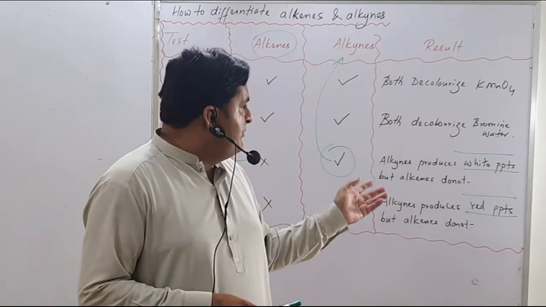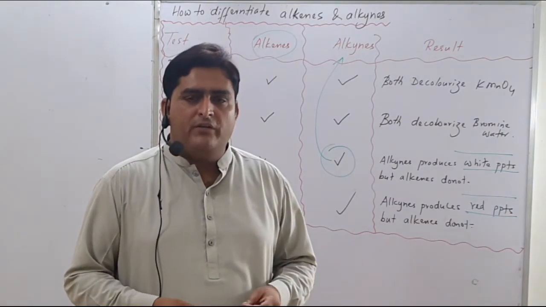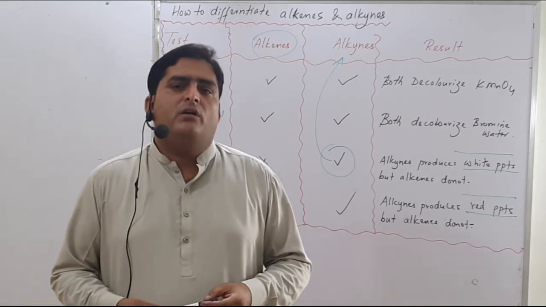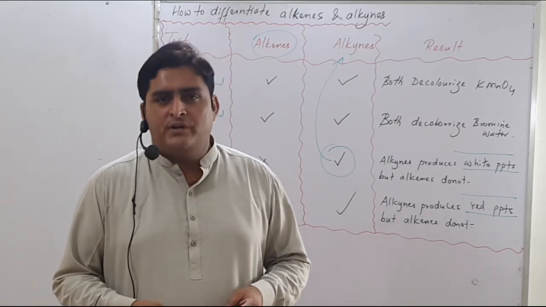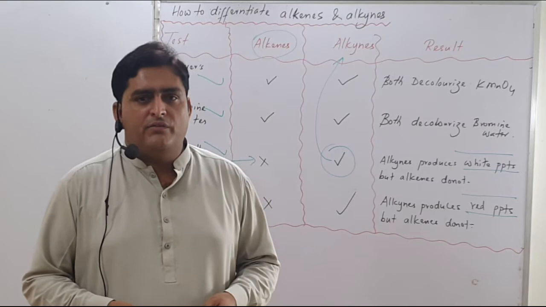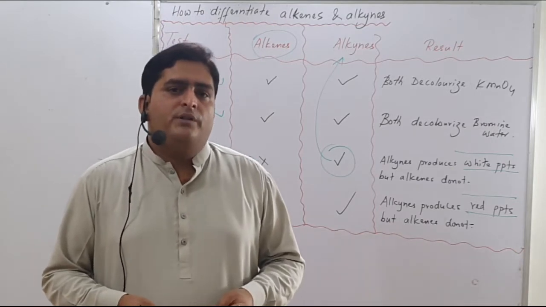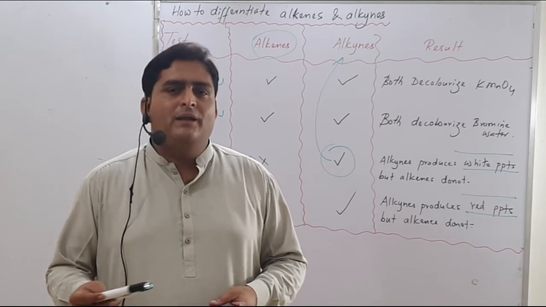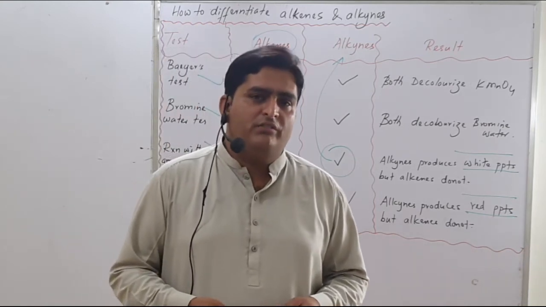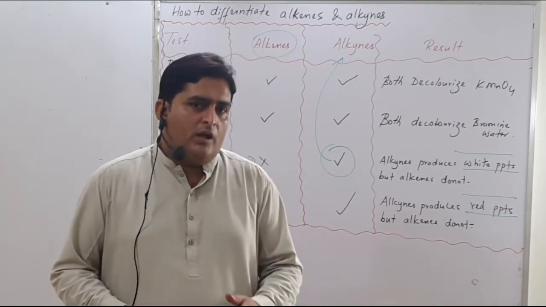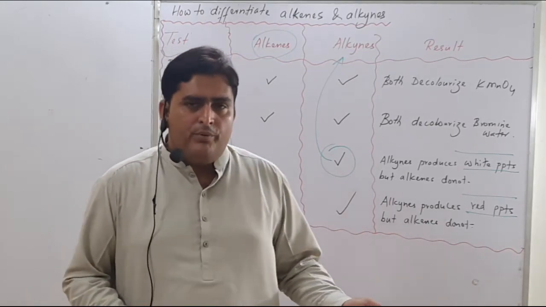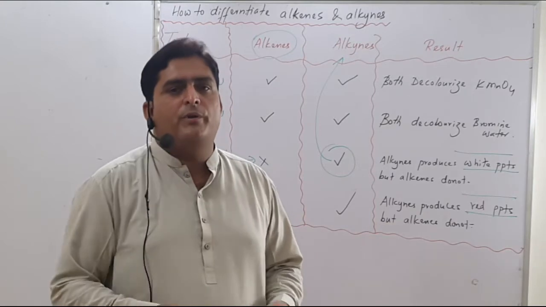For aromatic compounds, we will go for the flame test. I told you in that portion that aromatic compounds have a high percentage of carbon. Due to the high percentage of carbon, they burn with a smoky flame. They do not burn with a smokeless flame, while alkenes and alkynes burn with a smokeless flame. In this way, aromatic compounds can be separated. We burn the compound. If it produces smoke, it is an aromatic compound.